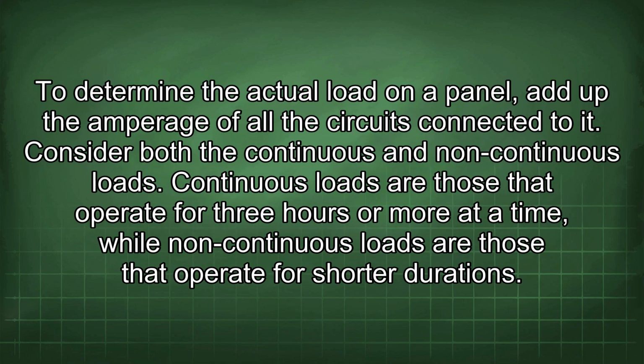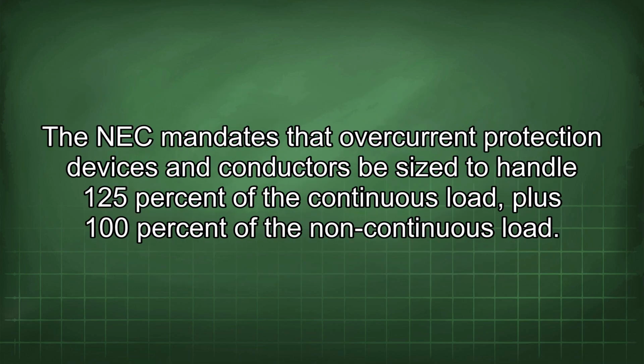To determine the actual load on a panel, add up the amperage of all the circuits connected to it. Consider both the continuous and non-continuous loads. Continuous loads are those that operate for 3 hours or more at a time, while non-continuous loads are those that operate for shorter durations. The NEC mandates that overcurrent protection devices and conductors be sized to handle 125% of the continuous load, plus 100% of the non-continuous load.